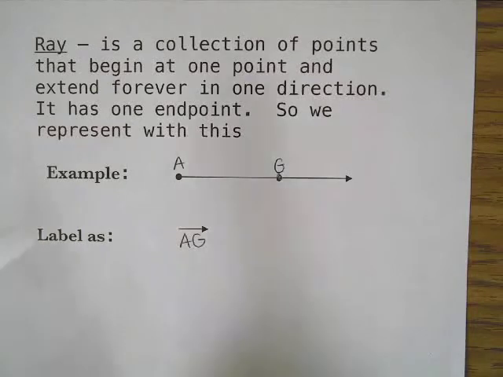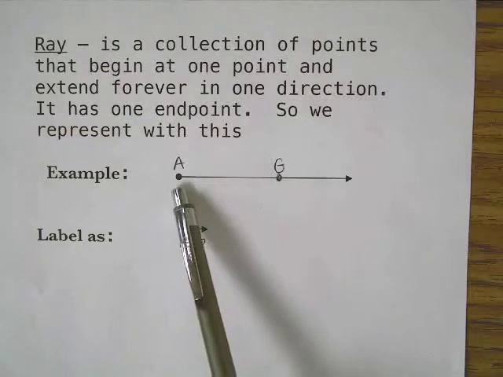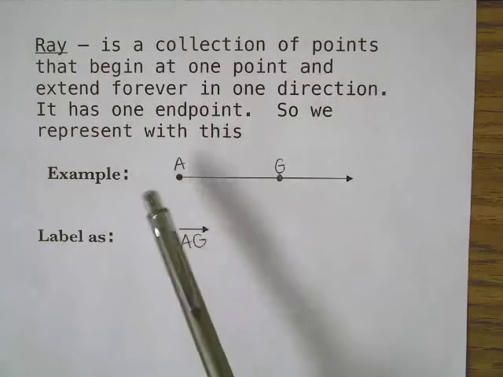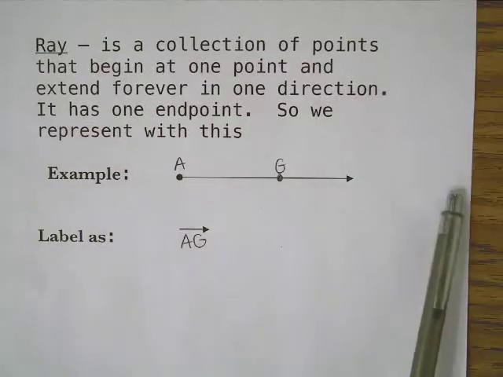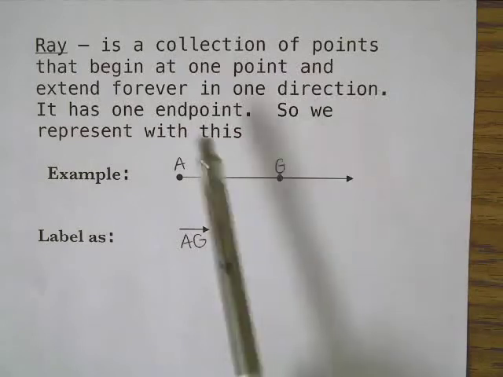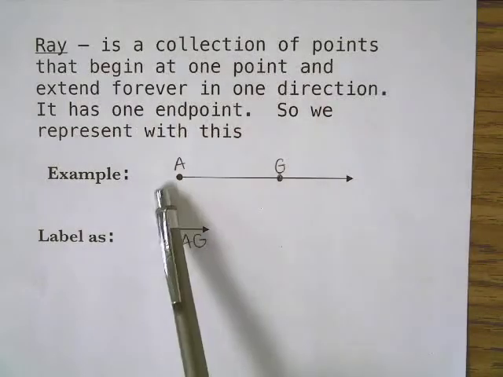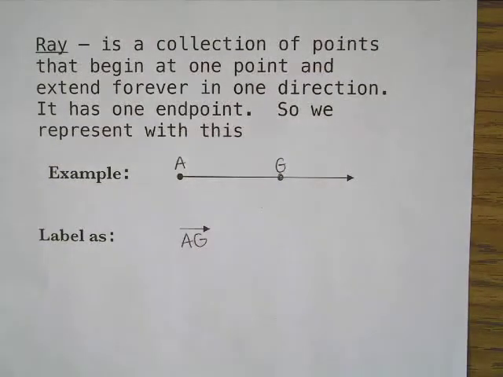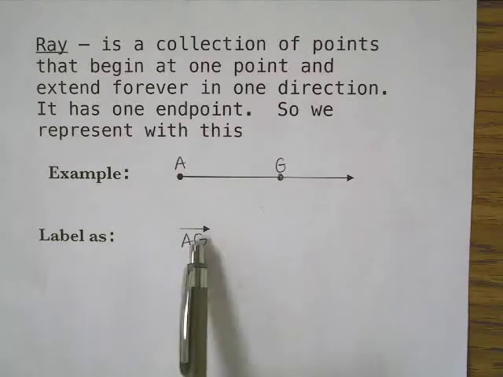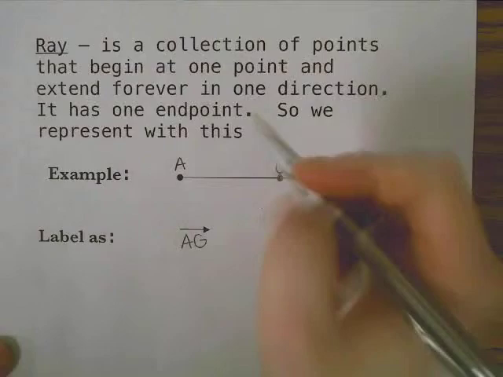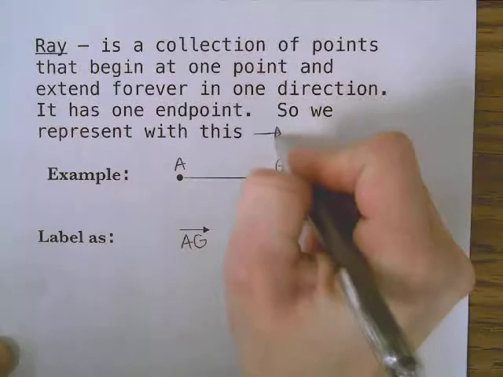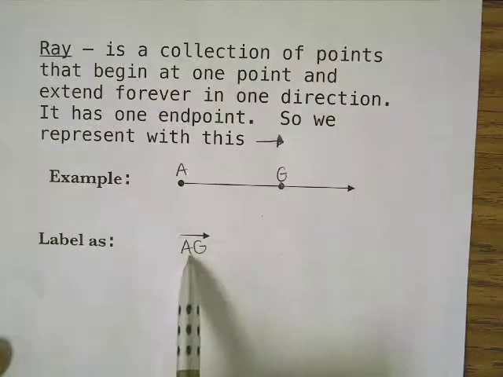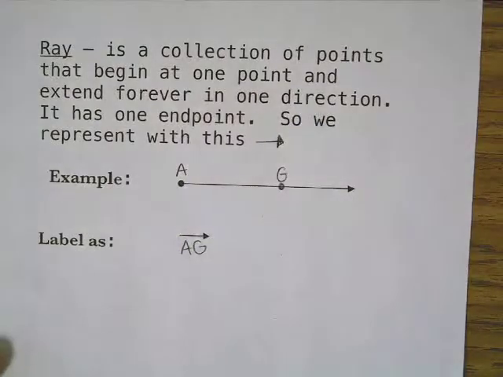We call it an endpoint because anytime that there's a point, it's called an endpoint. I look at this and go, that's where I start, and I keep going out this way. Okay, so that's why I say it has a beginning spot, but it's really called, definition-wise, the end point. Okay, and we represent it with the line arrow. So this would be our ray AG, and a ray only has one arrow on it.